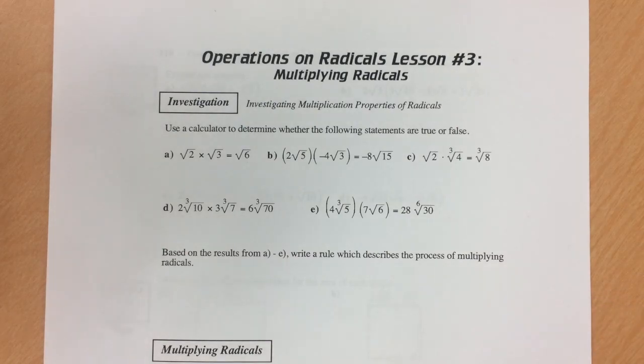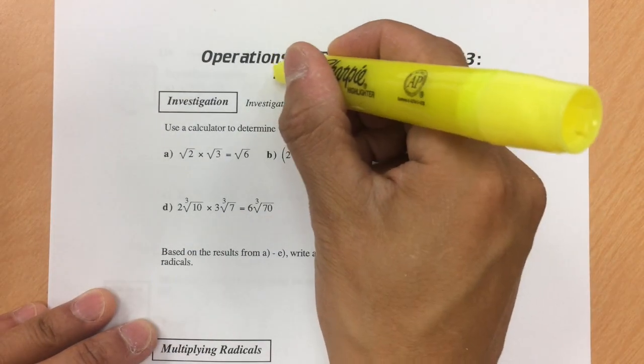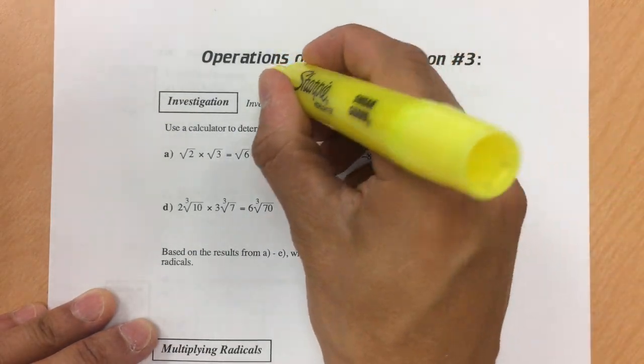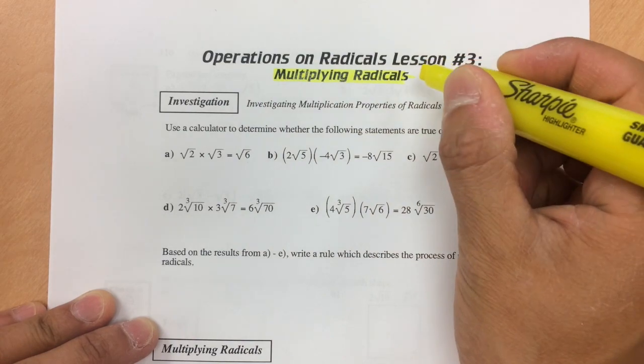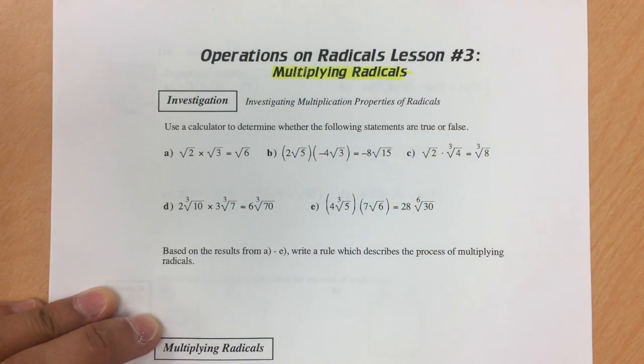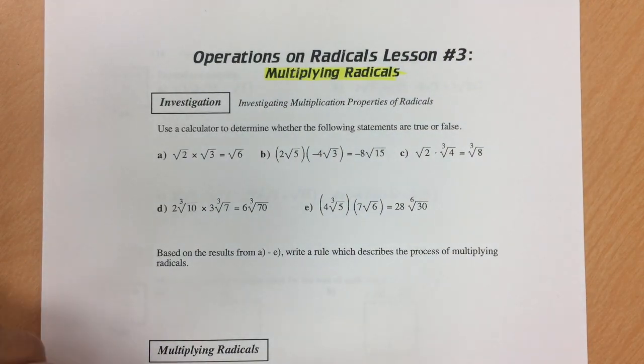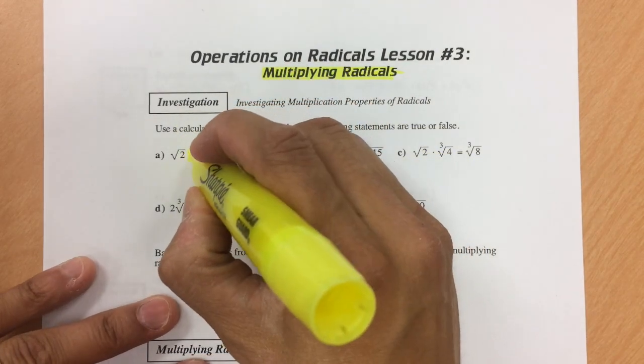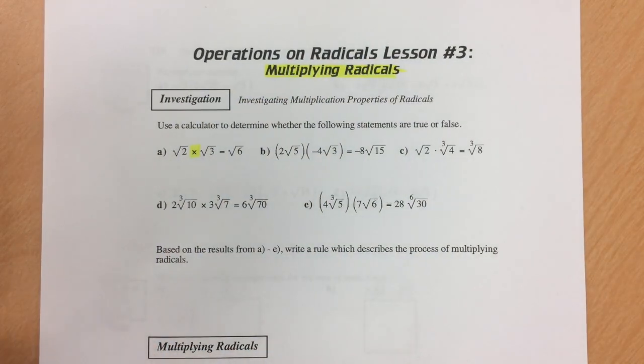Welcome to lesson number 1. This is on multiplying radicals. In the previous lesson we were looking at adding and subtracting radicals, but now we're on to multiplying radicals. So if we have two radicals and you see a multiplication sign, what do you do?